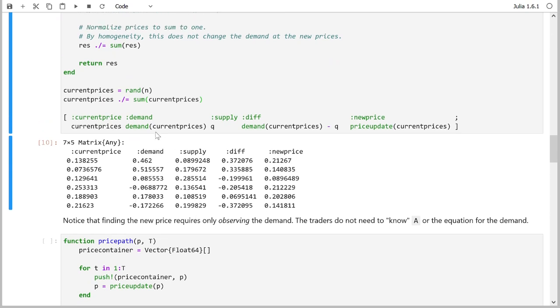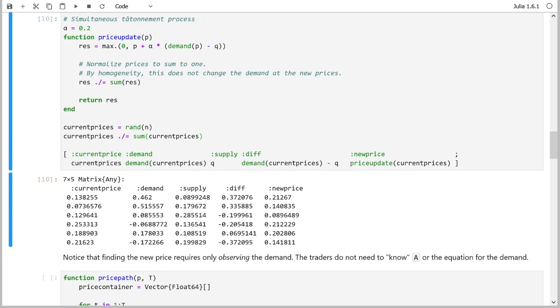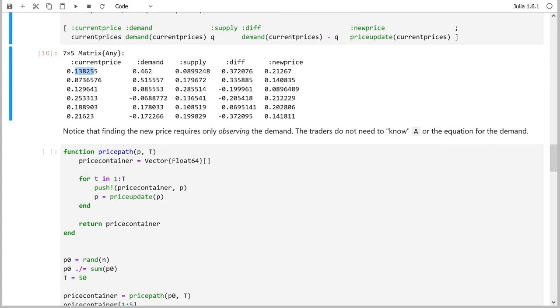And the other thing we'll notice is that this price update rule does not require the traders to know the shape of their demand curve. It doesn't require them to know the matrix A that we use to build this demand function. All they have to do is observe one data point, right? Which is the demand for their good at their current price. They don't need to know any of this, any of that, or any of the details of demand.